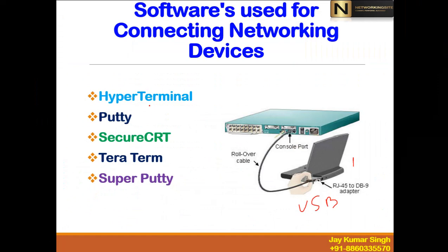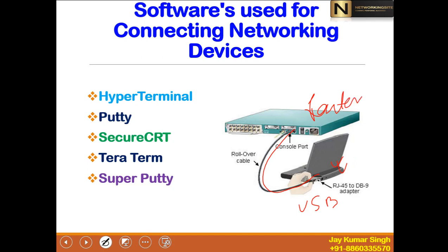Now one option will come here: whenever you connect, how will this laptop detect this router? To detect that router, the laptop uses software known as HyperTerminal, PuTTY, SuperPuTTY, SecureCRT. There are a lot of software. Normally people use PuTTY, SecureCRT and SuperPuTTY. HyperTerminal is the older one, no one uses it nowadays.